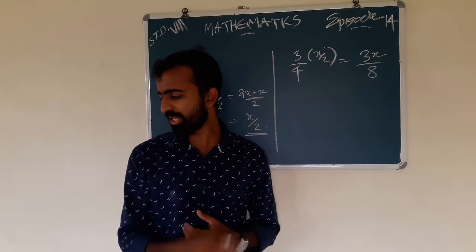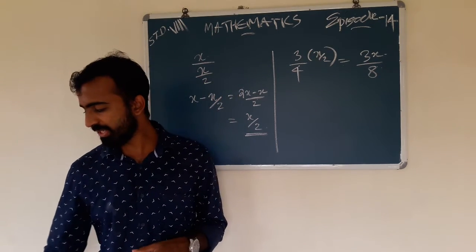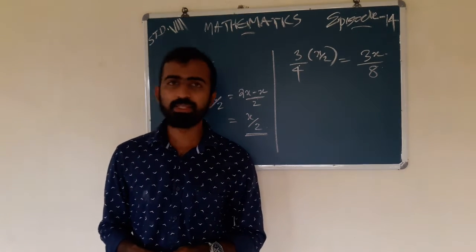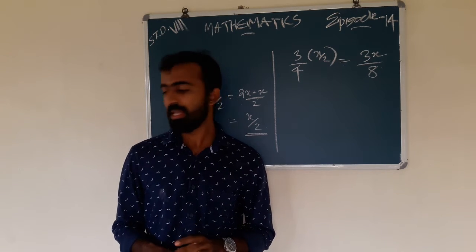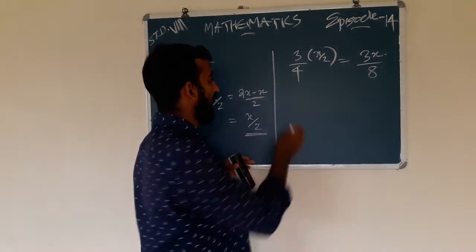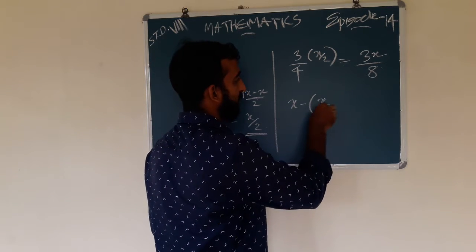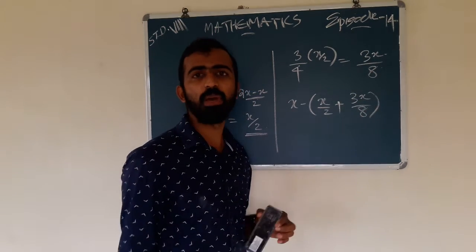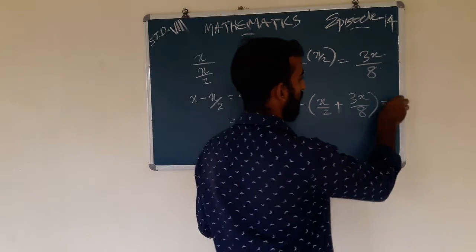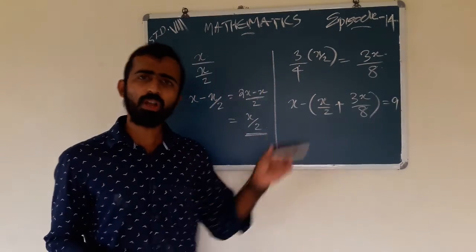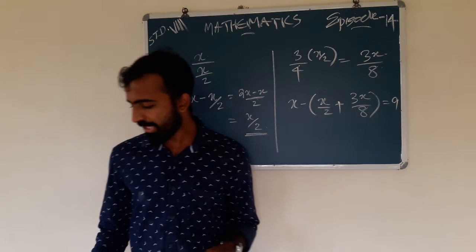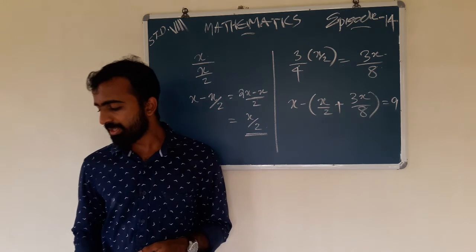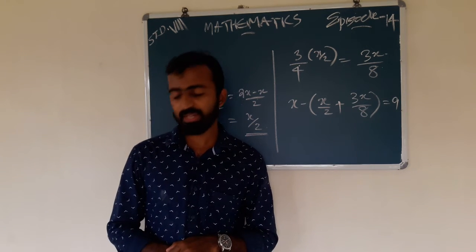And what is our next condition? The number drinking from the pond is 9. Yes. That is, we can write x minus x by 2 plus 3x by 8 equal to 9, according to the question: the rest 9 are drinking water from the pond.